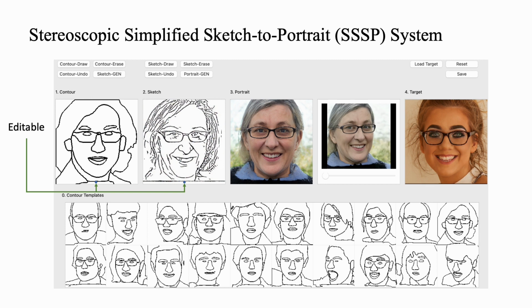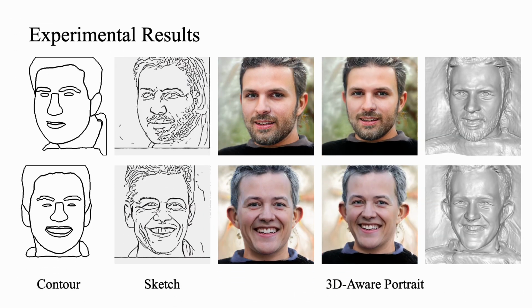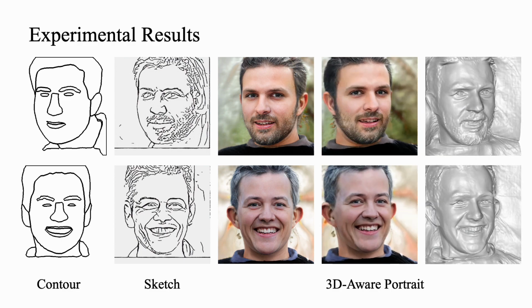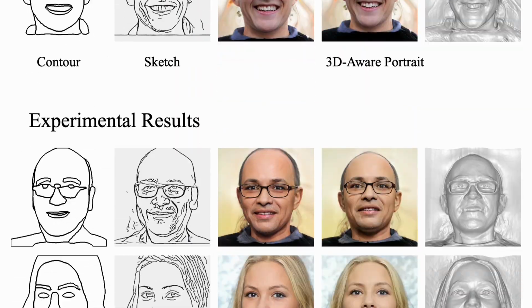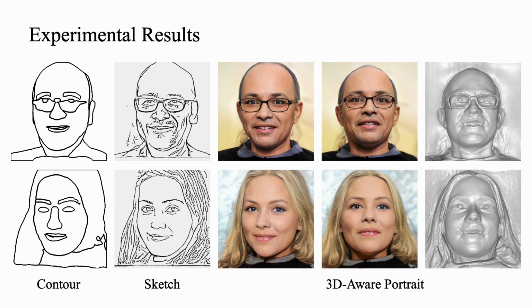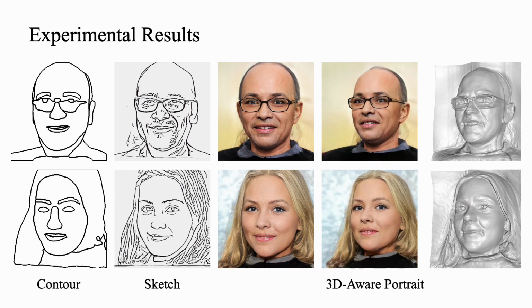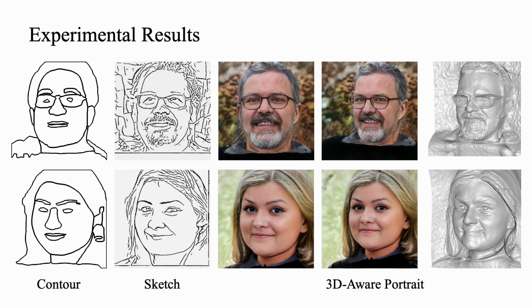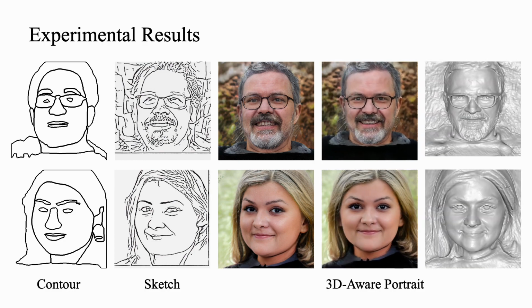Given a simple contour, our system first converts it to a delicate sketch. Realistic portraits with consistent 3D geometry can be rendered by our system, aligned perfectly with the sketch. The contours and the sketches can both be modified by users for editable interactions. Below we showcase some sample results. Note that our system receives very simple contours as inputs, and iteratively refines them to a 3D geometry-aware portrait.